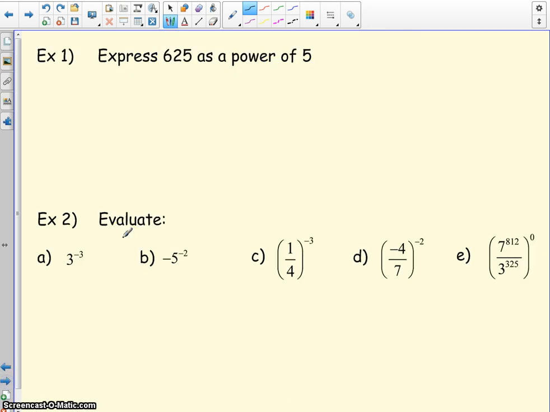So using that in mind, let's take a look at 625. Let's try and express that as a power of 5. There's going to be some exponent that you can put on 5 that's going to give you 625. Eventually I want you to be able to recognize that it is going to be 5 to the 4th power.